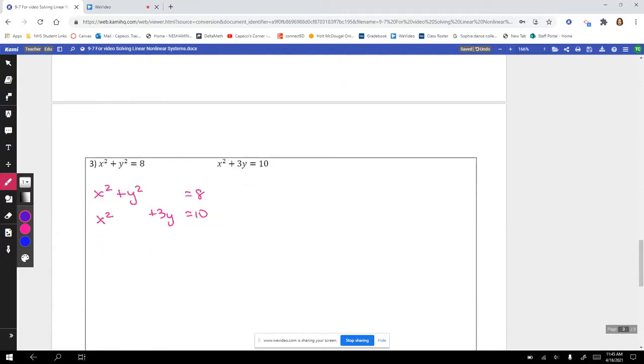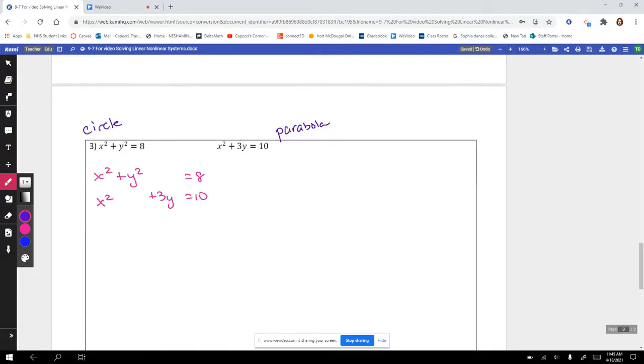All right, moving on to our last one for today. Again, we have another circle here. And this is a parabola, right? Because we only have one term that has an x squared. So I'm going to space it out a little bit, and I'm going to use elimination again.